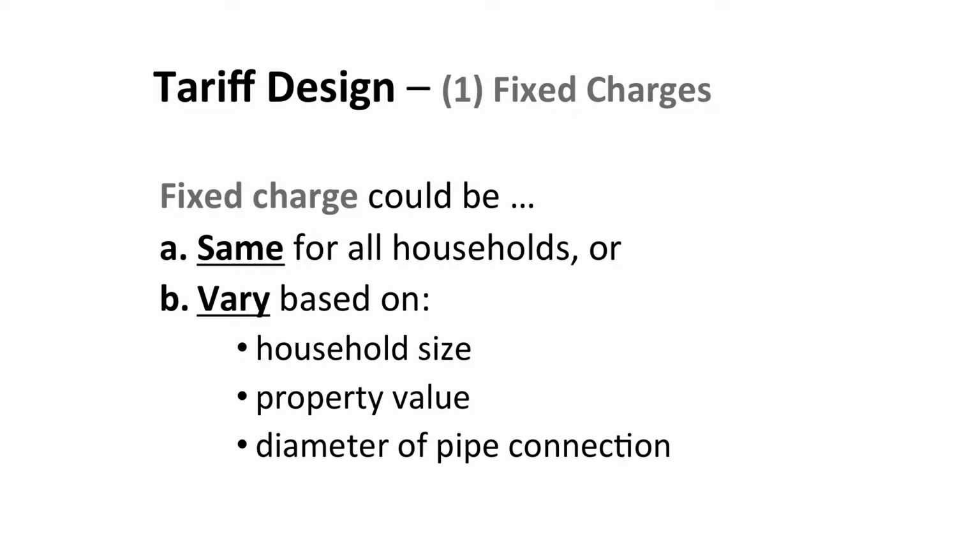Another approach is to set different fixed charges depending on the diameter of the pipe that supplies the house. Houses with larger diameter connections would be assigned a higher fixed charge. This is because it is assumed that the larger diameter pipe would enable the household to use more water. It would be fair and equitable to charge households that use more water more than households that use less.